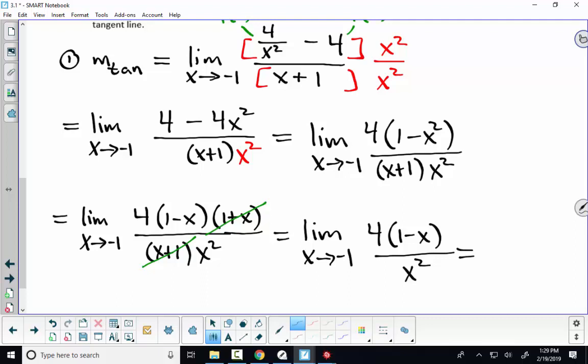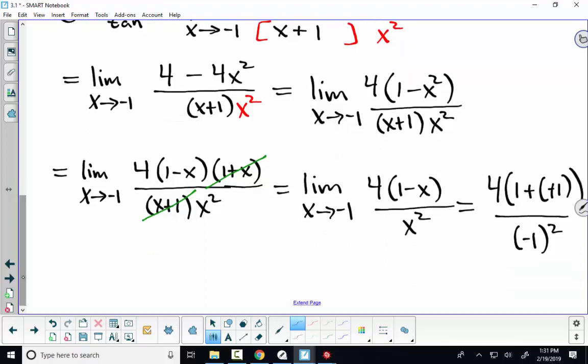And then once we get to this point, it's still an algebraic thing. This function is continuous at -1, so we just plug -1 in. That's really not a calculus thing either. So as x approaches -1, what does this function approach? Yeah, so it's 4 times (1 minus x), x is negative 1, all over negative 1 squared. So that's that, which gives us 8. That is the slope of the tangent line.